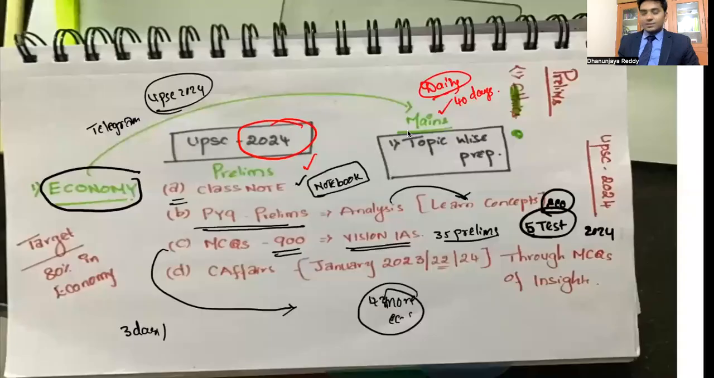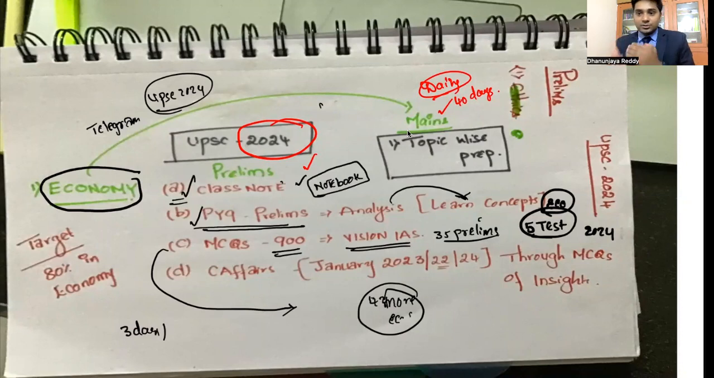Whenever I say UPSC economy for prelims, what is the most important thing? This should be the book list. The first is your class notes. The second thing that you have to rely on at any point of time is the previous year questions that I will be making from my end.